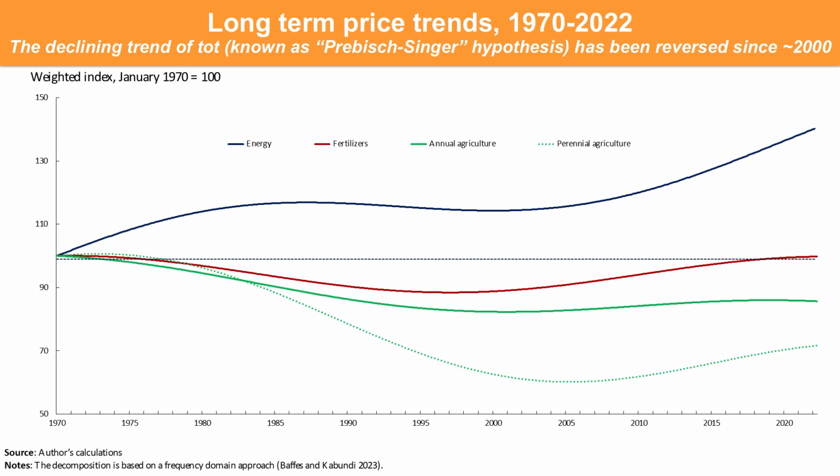lower two lines. Unfortunately, they're both green, but one is annual agriculture and one is perennial agriculture, like trees, coffee, cocoa, etc. What we see is that we had this decline that lasted until about 20 years ago, but now we have a reversal on this. There are a number of explanations for this, which I'm not going to get into now.